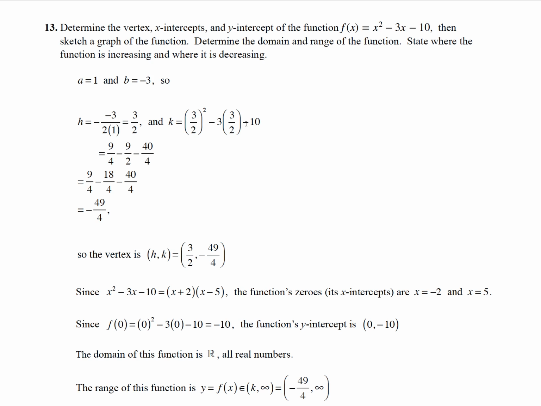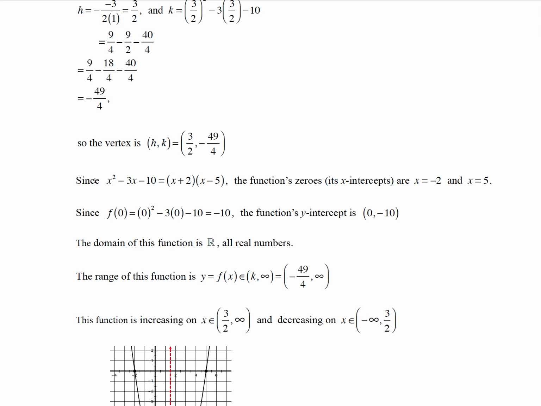And I gave 10 a denominator of 4, so 10 is 40 fourths. And to give these 3 fractions a common denominator, multiply the numerator and denominator by 2 here, so we have 18 over 4. So this is 9 fourths minus 18 fourths minus 40 fourths. Add all those together, we get negative 49 fourths. So our vertex is 3 halves and negative 49 fourths.